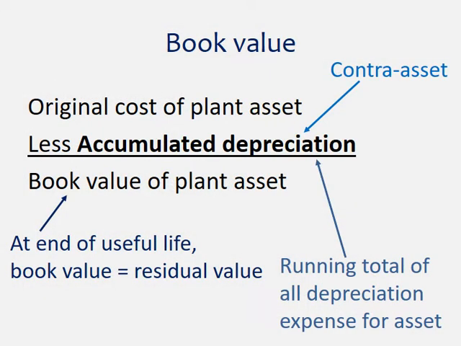Let's go through a quick reminder of some basic depreciation concepts before we go through a straight-line depreciation example. The book value of a plant asset is its original cost less accumulated depreciation. Accumulated depreciation is a contra asset that contains a running total of all depreciation expense for that asset over its lifetime. At the end of an asset's useful life, its book value will be equal to its estimated residual value.